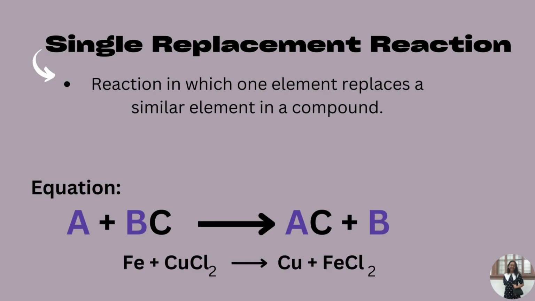Next, we have single replacement reaction. From the word single, may naiiwan na single element. Metallic element must be replaced by metallic element and non-metallic element must be replaced by non-metallic element. So we have A plus BC yields to AC plus B. Nag-undergo ng single replacement reaction, nagpalit lang ng pwesto yung si A at si B. For example, iron plus copper chloride nag-undergo ng single replacement reaction. Nagpalit lang ng pwesto yung iron at yung copper.